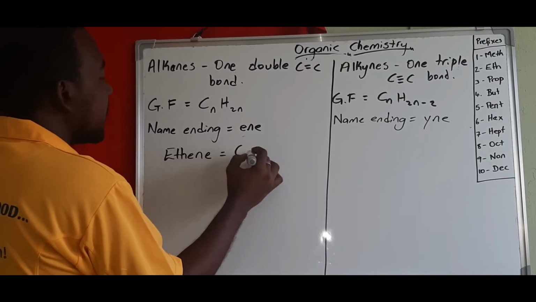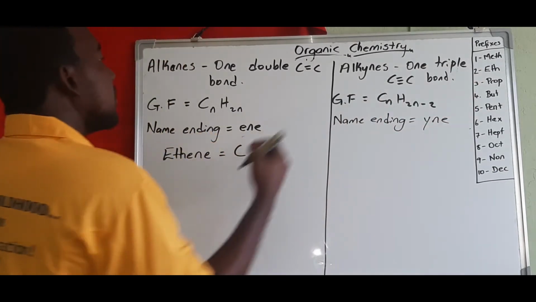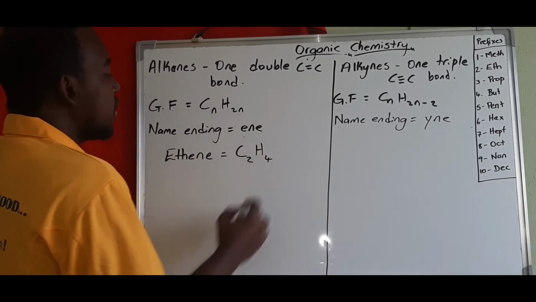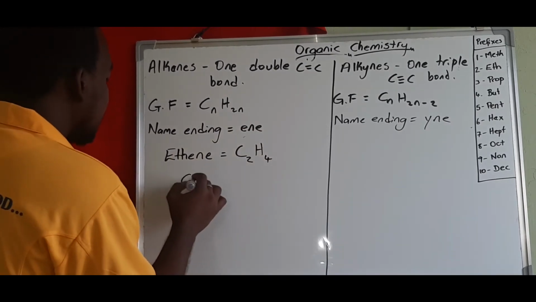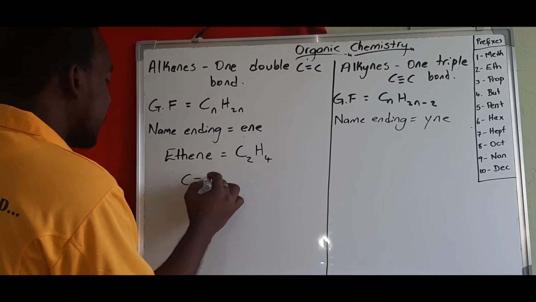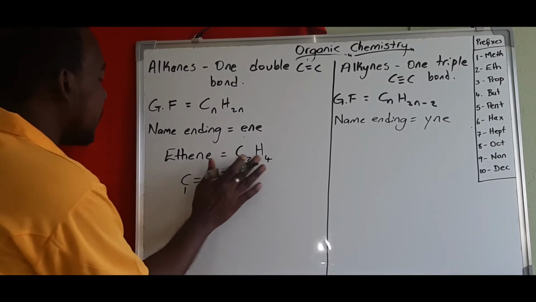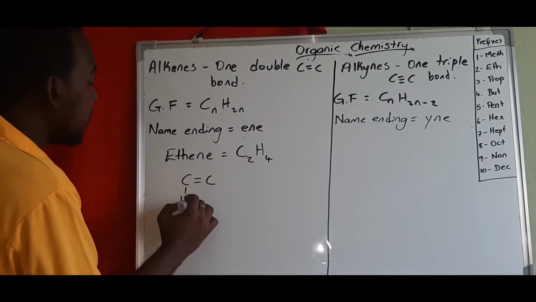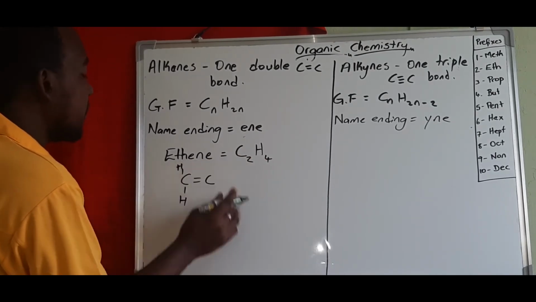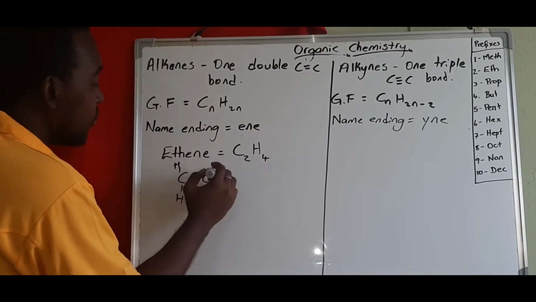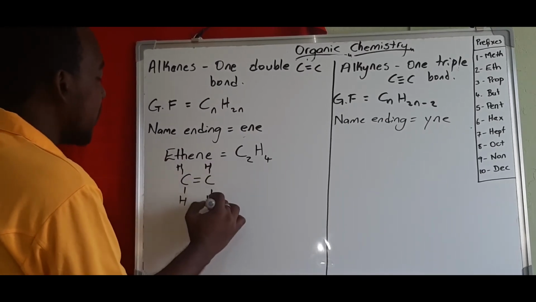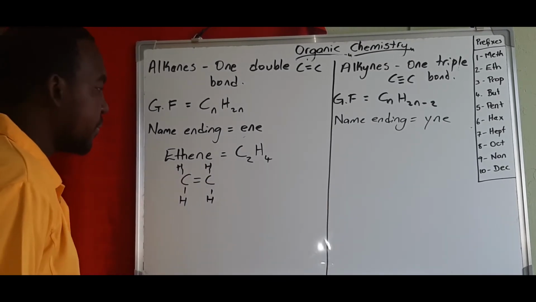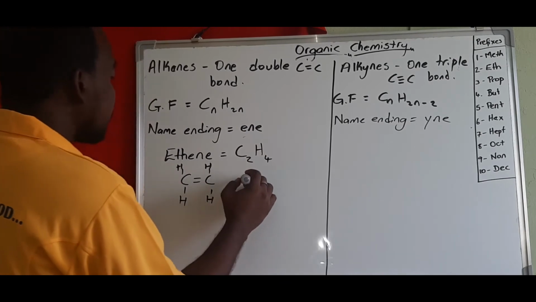We know that it has 2 C's, so n is 2, and 2 times 2 gives us 4. So the structure of this would be C double bond C. We notice this uses 2, so we need 2 more, so we put 1 here and 1 there. We cover this, it uses 2, so we need 2 more, 1 there, 1 there. So C2H4.